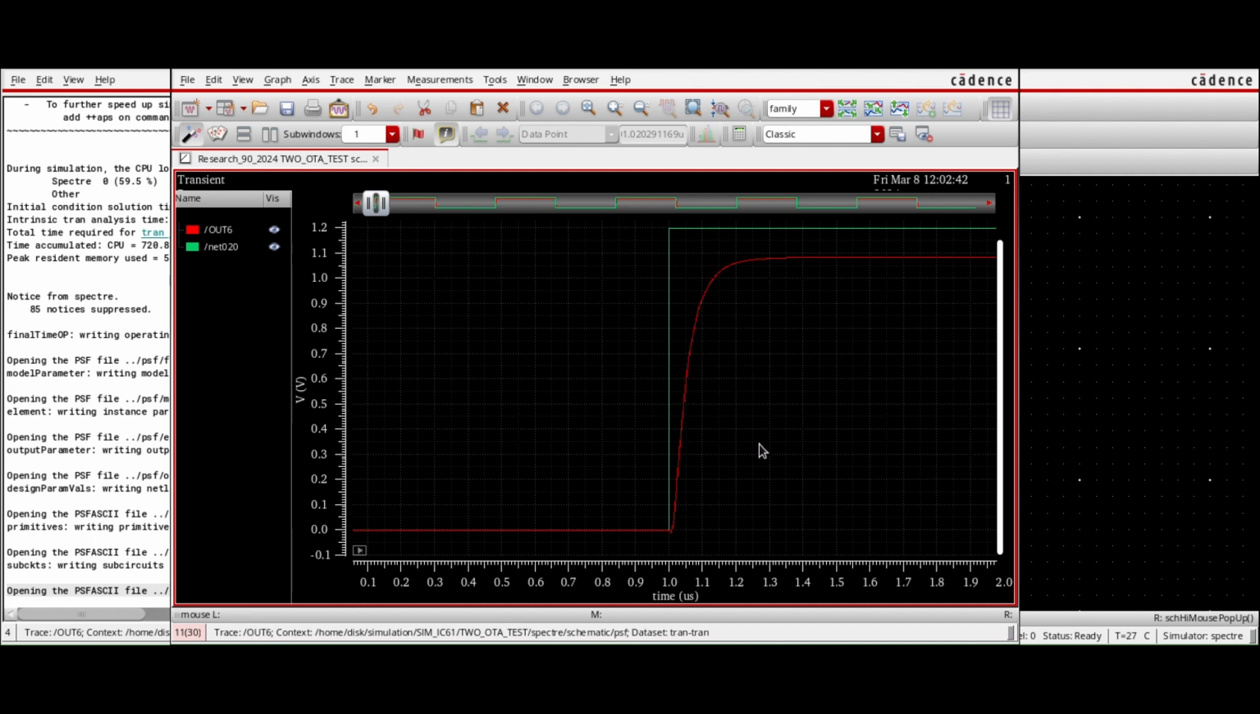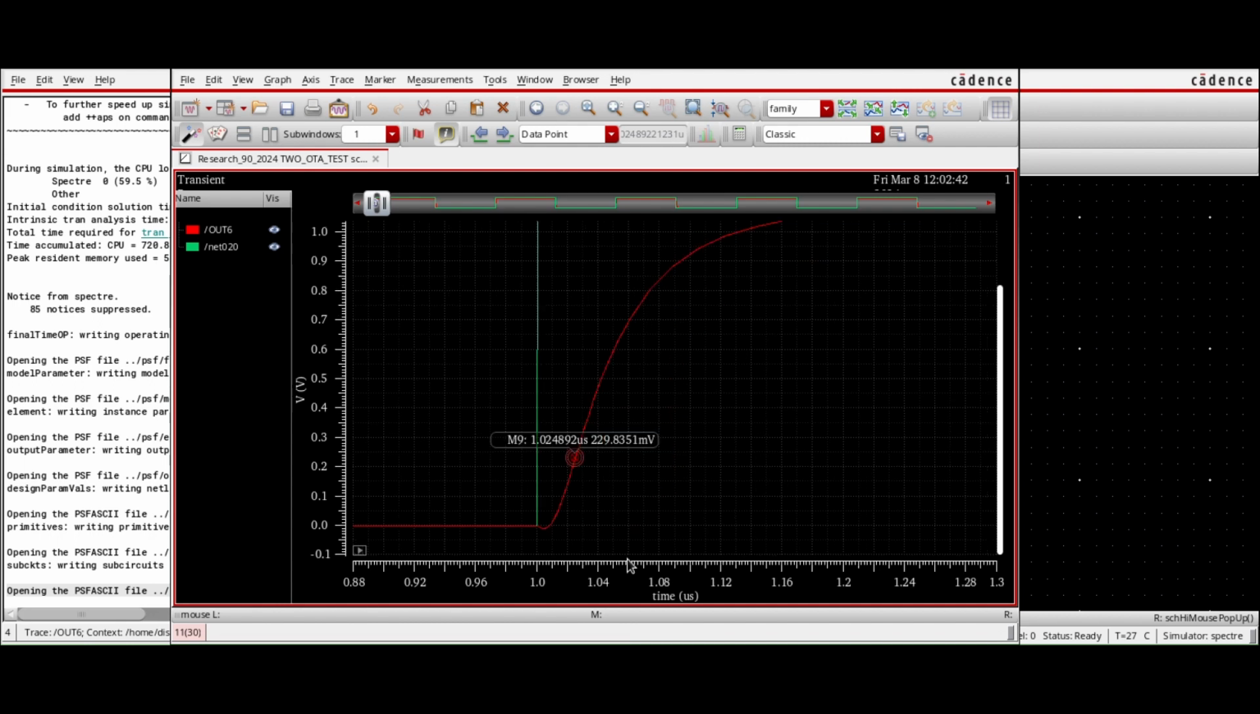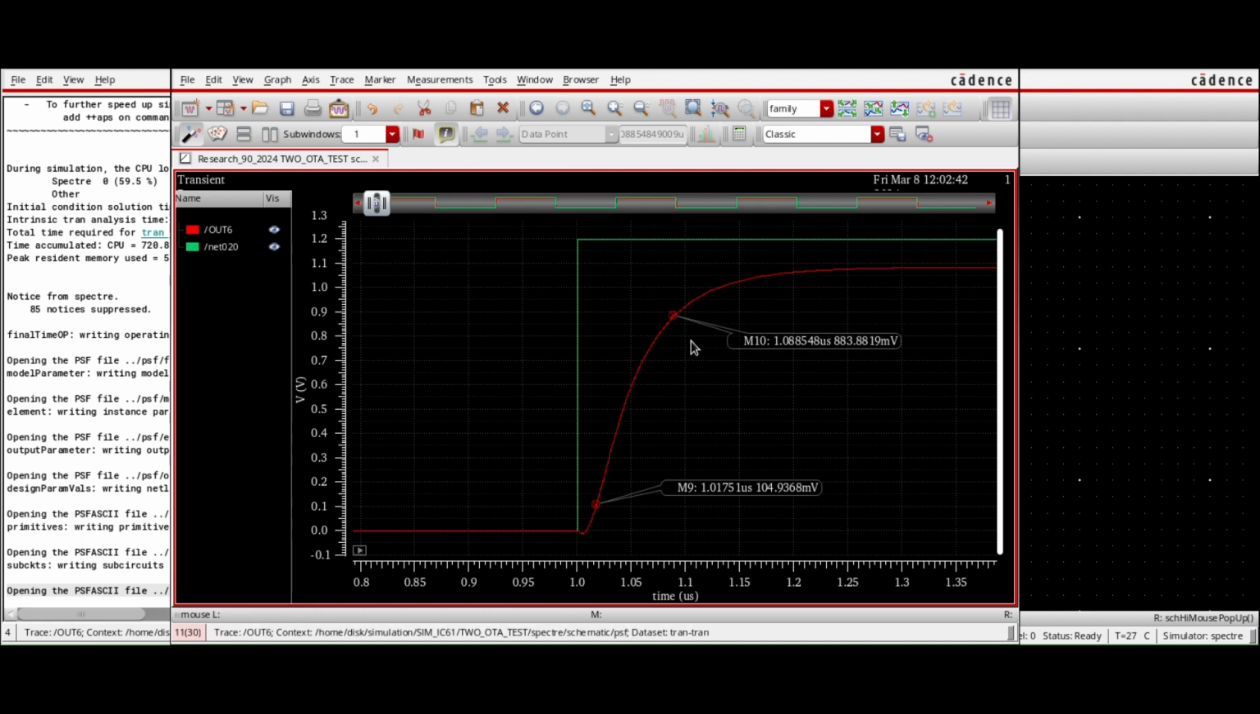So to calculate the slew rate, we have to find the dy by dx in the output plot. So to measure the dy by dx, let's set a linear region here. Here is the linear region. Or you can go here, but this is not linear.